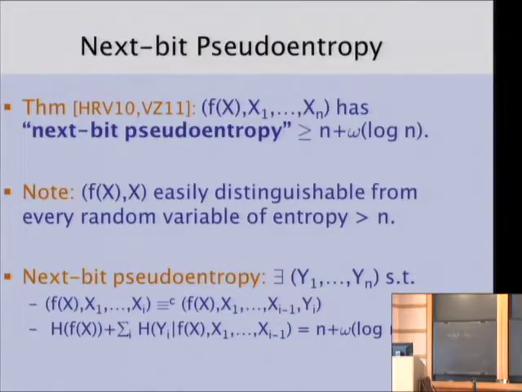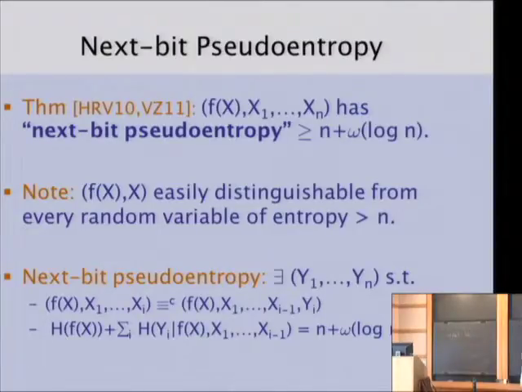Then we give the adversary f of x and x1. We give it x1, and we say, how much entropy right now does x2 look like it has given f of x and x1? And so on. And we add this up over the n bits, and that's what we call the next bit pseudoentropy.